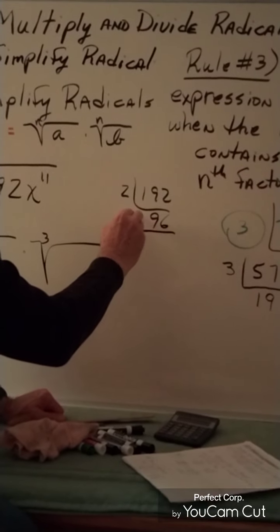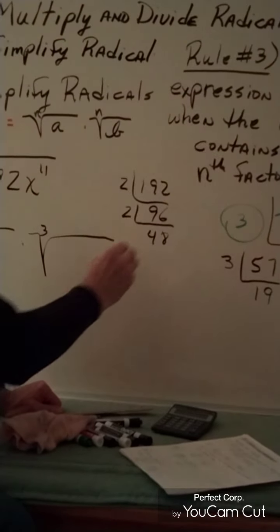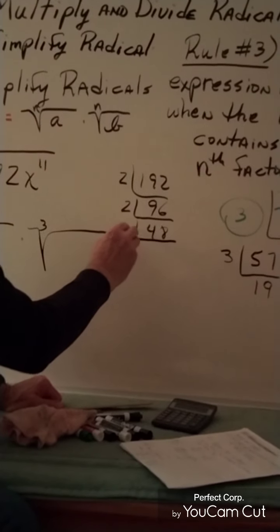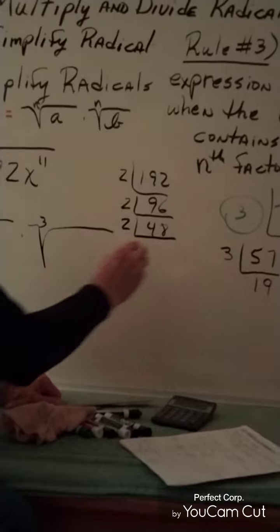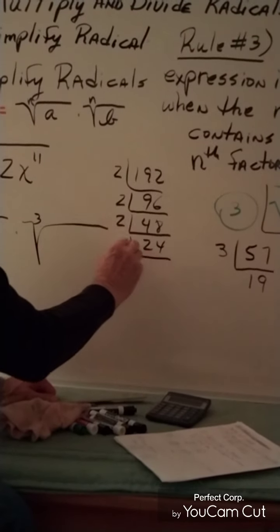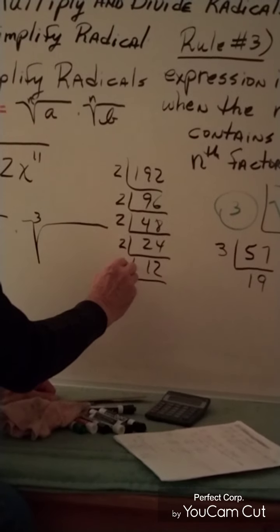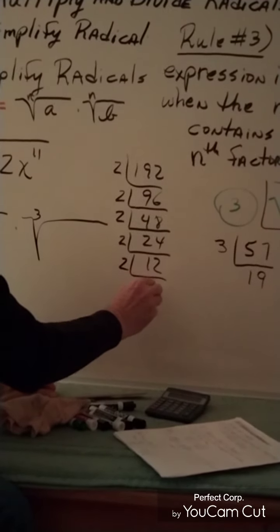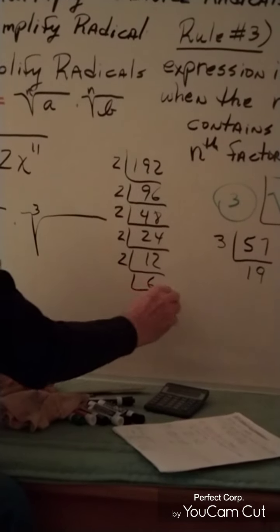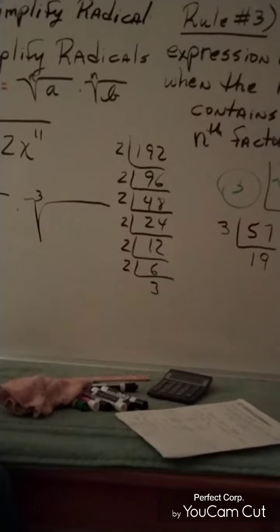Divide by 2. It's still even. I believe that gives us 48. We can do 2 again. That'll get us 24. We can do 2 again. That'll get us 12. We can do 2 again. That would give us 6. And we can do one more 2, and that will get it down to 3.